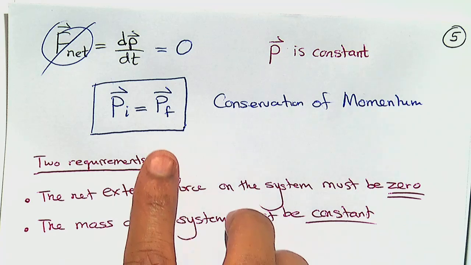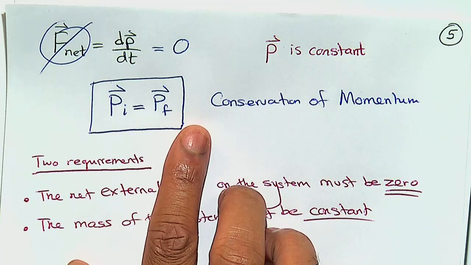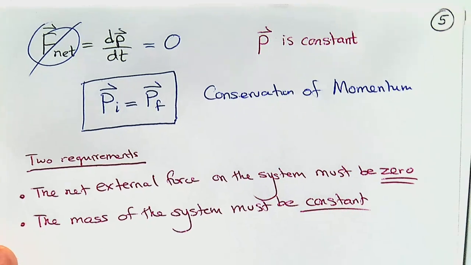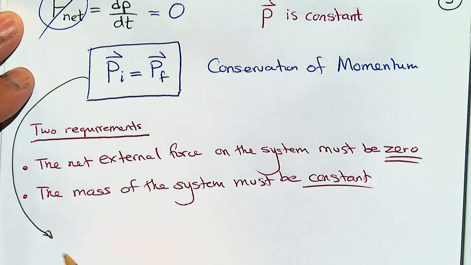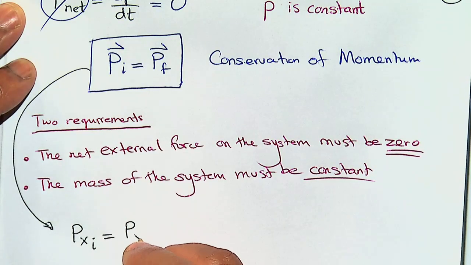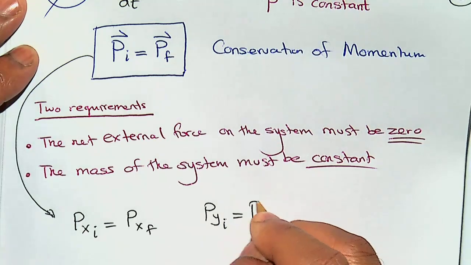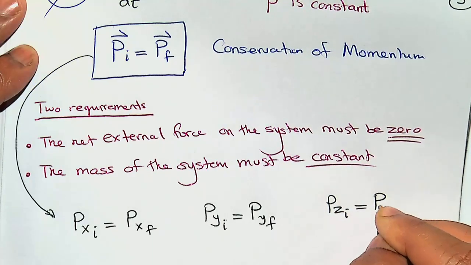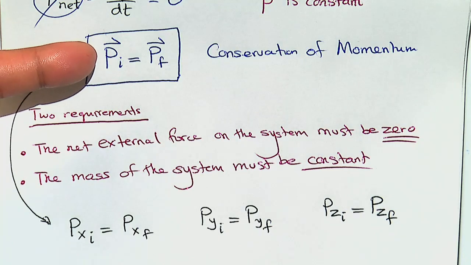Okay, so just like with F equals ma, notice this is a vector equation. So even though you write one equation, whenever you see a vector equation like this, it's actually three equations. So this equation here can be written as the momentum in the x direction initial is equal to the momentum in the x direction final. That's one equation. Momentum in the y direction initial is equal to the momentum in the y direction final. Momentum in the z direction initial is equal to the momentum in the z direction final. So there's three equations hiding in here. This is the compact form of writing it.